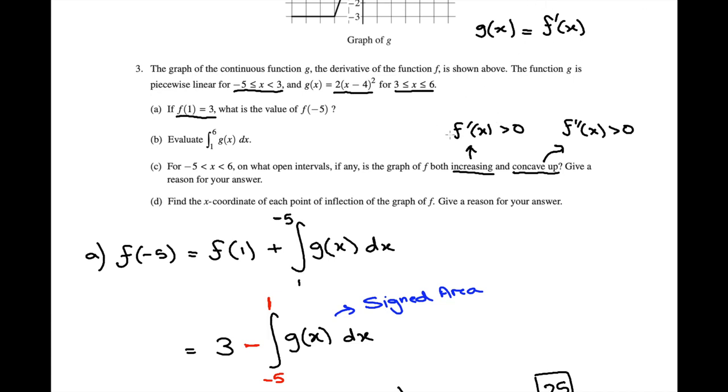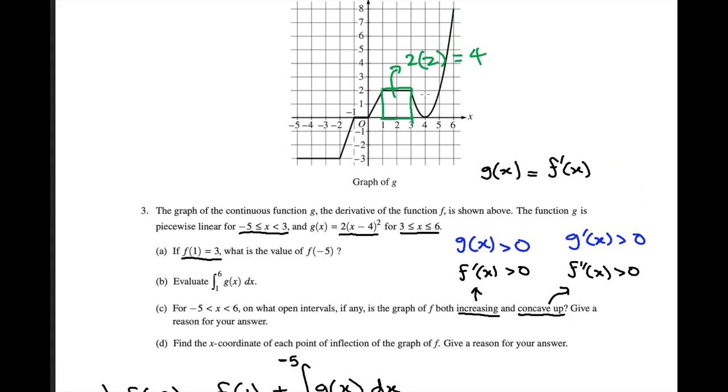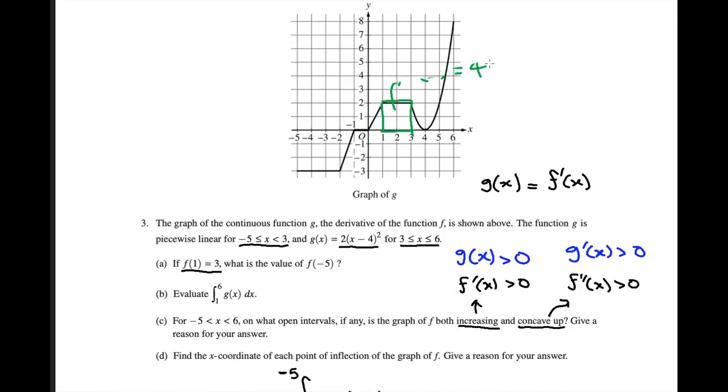So basically, when we say f prime of x is greater than 0, we're really looking for where g of x is positive, where g of x is greater than 0. Likewise, when we look for where f double prime of x is greater than 0, we're looking for where g prime is greater than 0. Okay, now let's come up here to the graph and see what we can make of it. I'm going to quickly erase this to give us some more space. But let's see what we can make of this. So we're looking for places which satisfy these two criteria.